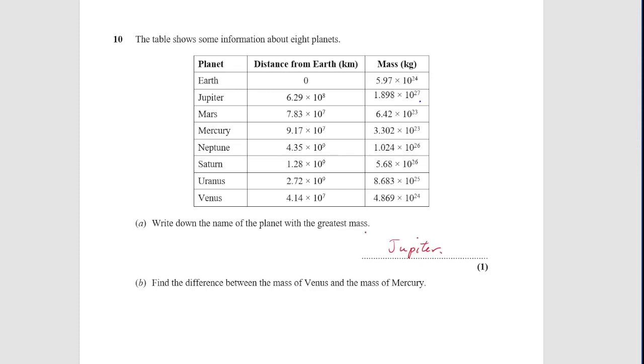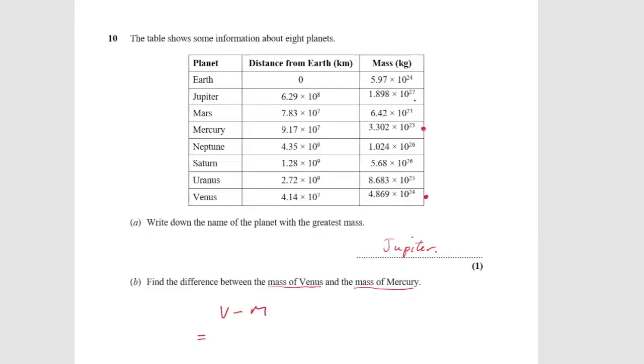Find the difference between the mass of Venus and the mass of Mercury. So mass of Venus, so let's just put a star next to them. Mass of Venus is here, and then the mass of Mercury is here. So this one is bigger, so I'm going to do Venus minus Mercury. So V minus M is going to be equal to, and I'm going to use my calculator.